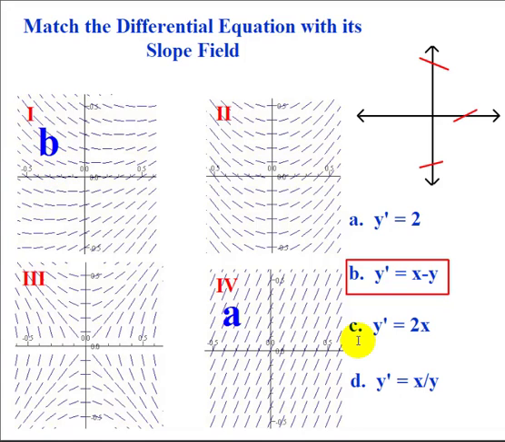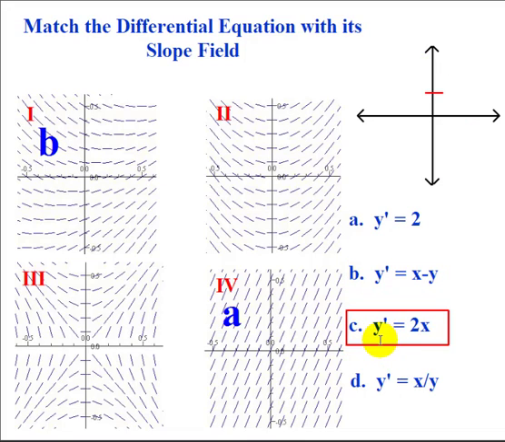Now let's go to differential equation C. And here if x is 0 and y is positive, then y prime will be 0. So I draw a little horizontal line for positive y, x equals 0. And next, if x is positive and y is 0, 2 times a positive number is positive. So I draw a little positively sloped line when x is positive and y is 0. And next, if x is negative and y is 0, then I get a little negatively sloped line.